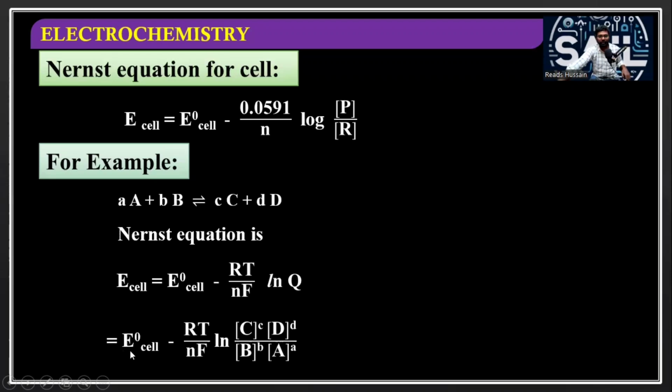E is equal to E naught cell minus RT by nF ln, molar concentration of the products divided by molar concentration of the reactants. What are the products here? Molar concentration of the product, this one.